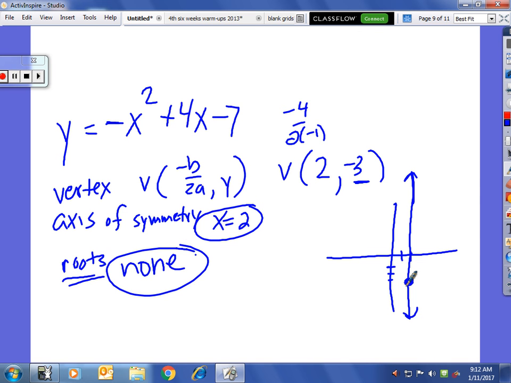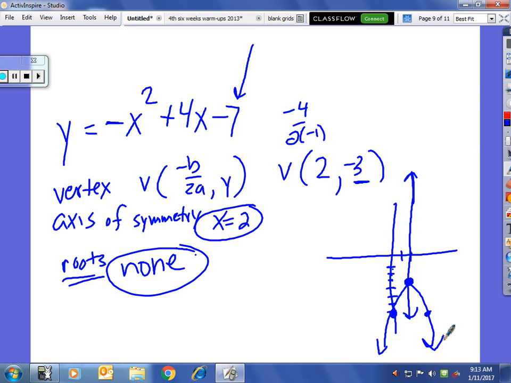What's the really easy point to find, which we already talked about? Y-intercept. 1, 2, 3, 4, 5, 6. Negative 7. Put a dot at negative 7. Put the mirror image point on the other side of the axis of symmetry. And then you can at least give me a really basic picture.